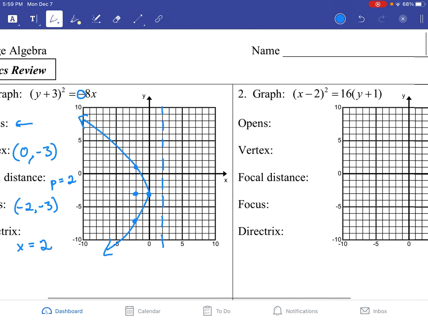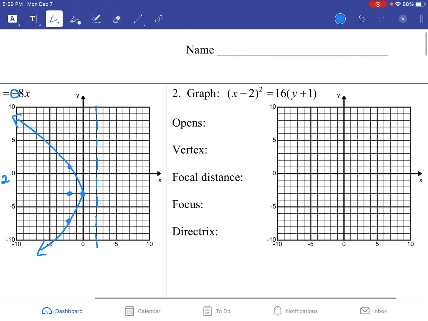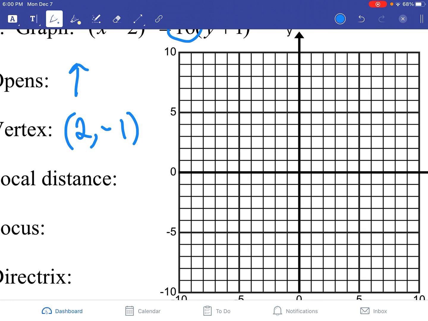Let's check another example. This time the x is being squared and in front. That means it's going to open up, and it's up because the 16 in front of the y plus 1 is positive. If that 16 was negative, it would be going down. Your vertex is h, k, so it's going to be 2, -1. Let's focus in and plot that point. 2, -1 is right here.